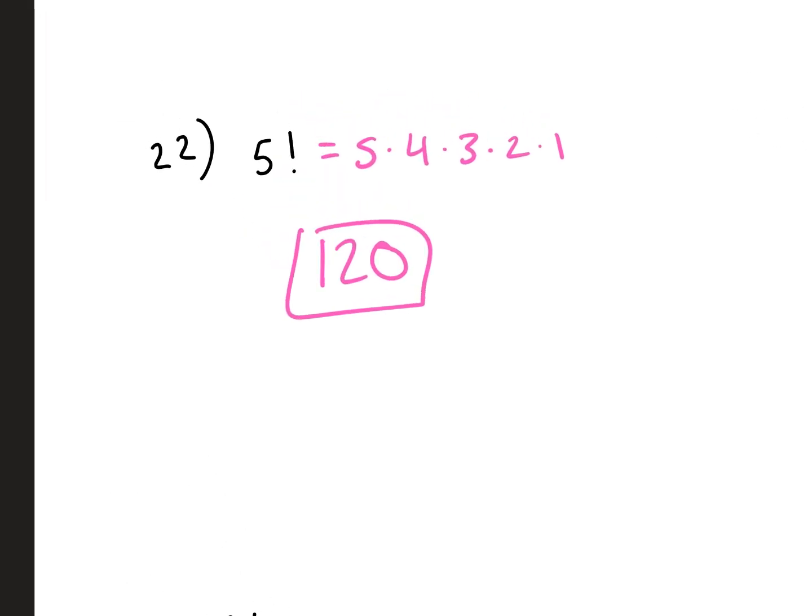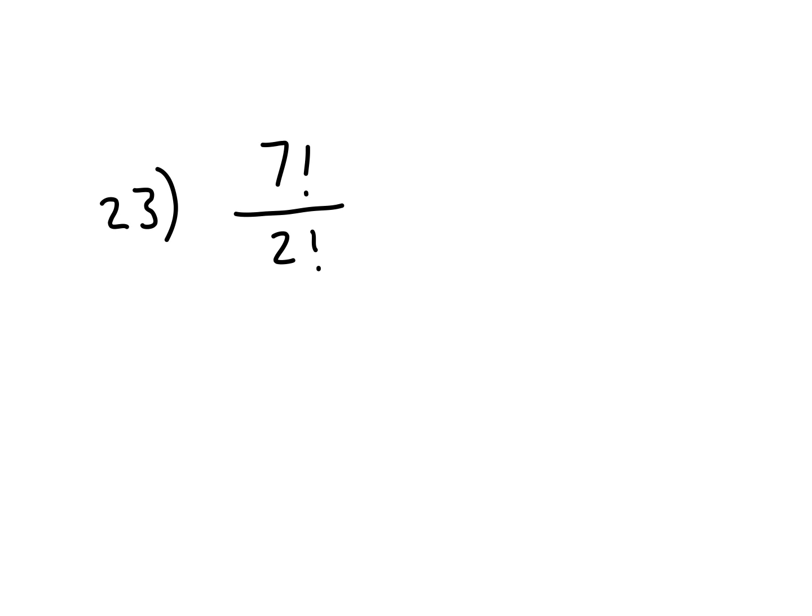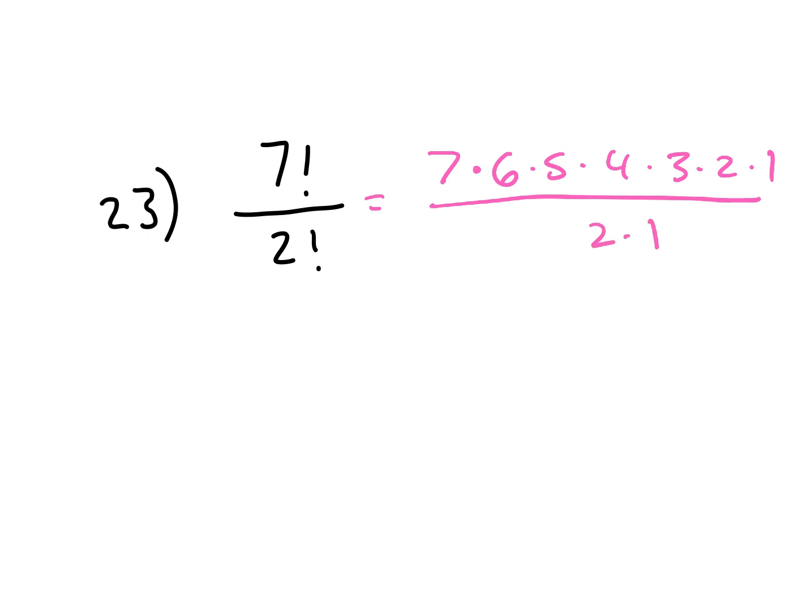So for these, again, if you don't want to write it out, that's fine. But if you put it in the calculator wrong and your answer is wrong, then I won't be able to give you credit for your work. So show your work. For number 23, I have 7 factorial, which is 7 times 6 times 5 times 4 times 3 times 2 times 1. And 2 factorial is 2 times 1.